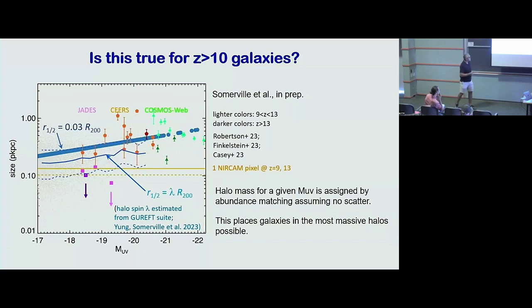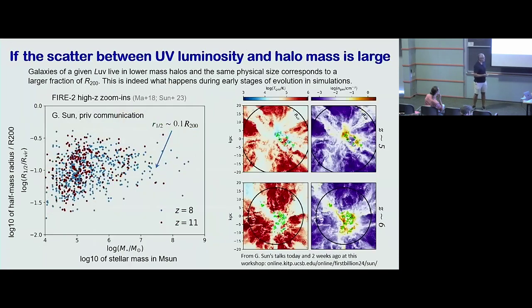If the scatter is introduced, what it means is that now you'll be putting galaxies of a given luminosity in smaller halos, so smaller virial radii, and the same factor will not give you observed sizes. The factor needs to be larger for smaller sizes to match the observed sizes. And the question is, is it actually happening in simulations that show a lot of stochasticity? And the answer, interestingly, is yes.